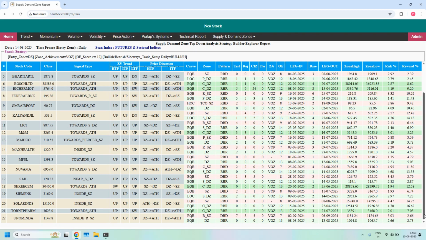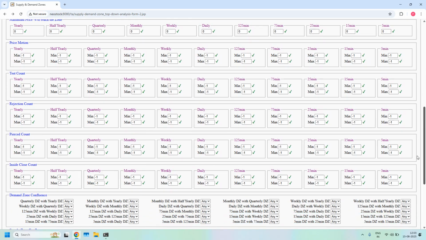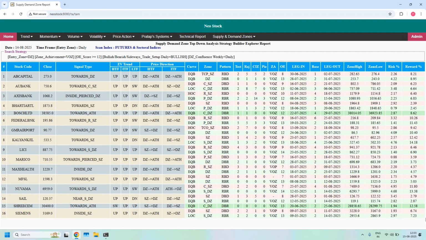So first let us apply strategy 22. First we will apply LTF and ITF demand zone confluence, and then later the ITF EMA confluence strategy. Okay, I am going back. In the demand zone confluence parameter, I am selecting the filter daily demand zone with weekly demand zone confluence, because daily is LTF and weekly is ITF in monthly income trade. By applying this filter on the 22 stocks, we got 16 stocks.